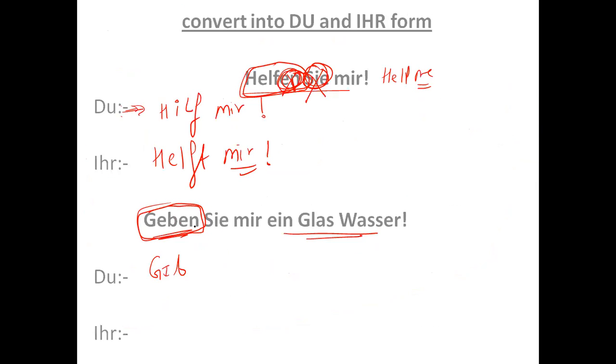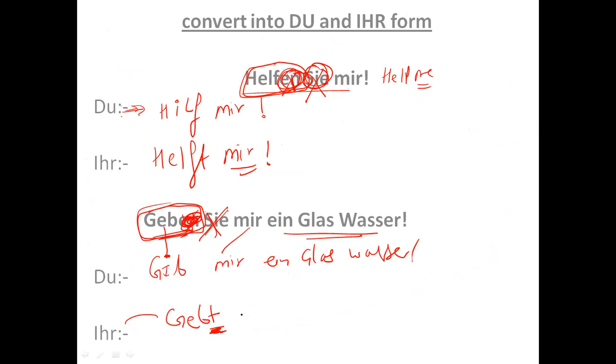So here it is "gib", and then Sie will not come, the ending -en will not come. Here e has converted into i. So "Gib mir ein Glas Wasser", right? And if I need to make it into ihr, it should be "gebt" with the t ending. "Gebt mir ein Glas Wasser", right?